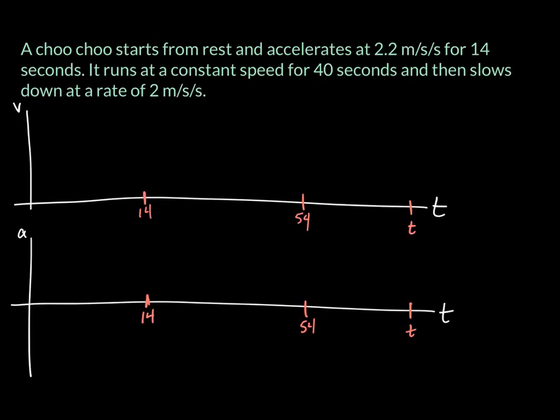All right, so let's think about this choo-choo train problem a little bit. So we start off with a positive 2.2 acceleration for the first 14 seconds. Then it goes to constant speed. That would be 0 acceleration. Then it says it slows down at a rate of 2, but that means -2. Slowing down at 2 means -2. So this will drop down into the negative zone here. And then we presume it comes to a stop.